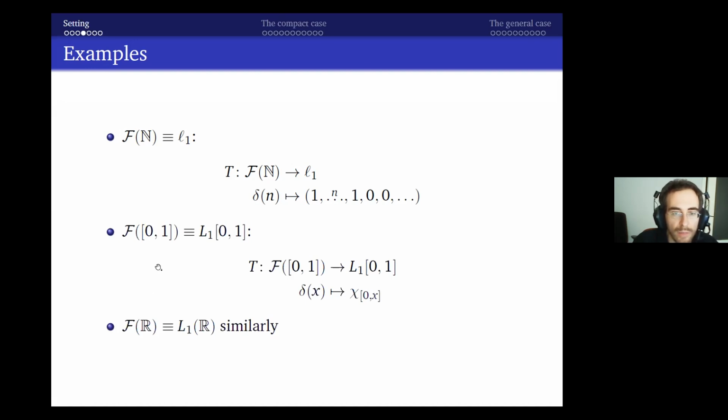And if our metric space is the unit interval, then the free space is capital L1. And the corresponding isometry is the continuous version of the same idea. Here we take a point x into the characteristic function of an interval starting at 0. And well, this holds for the unit interval, but in fact, for the whole real line, we get the same thing with the same isometry.